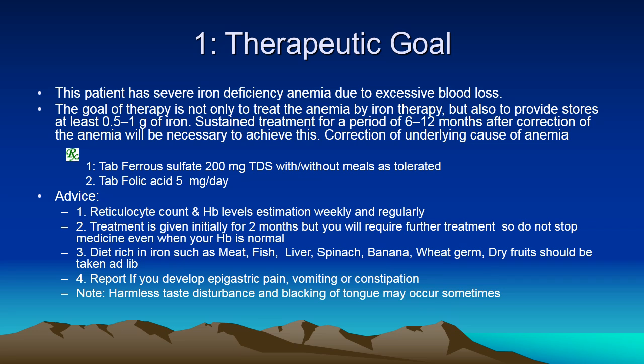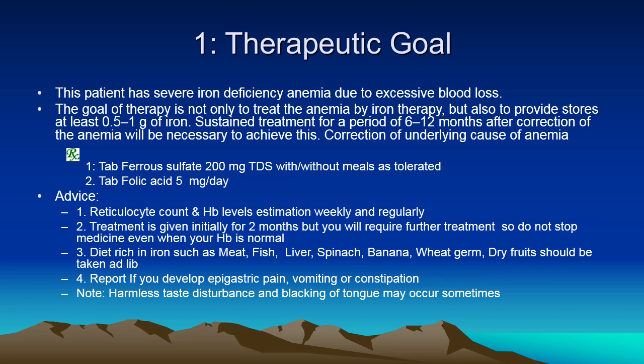Correction of the underlying cause is also important, otherwise persistent blood loss would be there. The usual treatment we do, the cheapest, is ferrous sulfate 200 milligrams to be given 3 times daily. If the patient can tolerate it without meals, that is good, otherwise it can be given even with meals. Then there is co-therapy of folic acid because the requirement will be increased. And there are a number of advices which must be given.